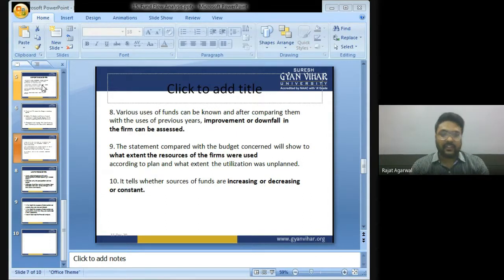It also tells whether the resources of funds are increasing, decreasing or constant.